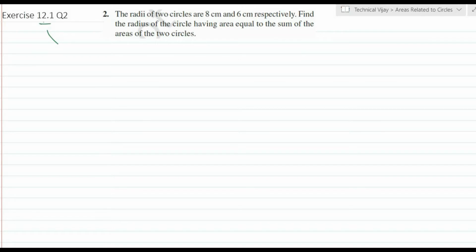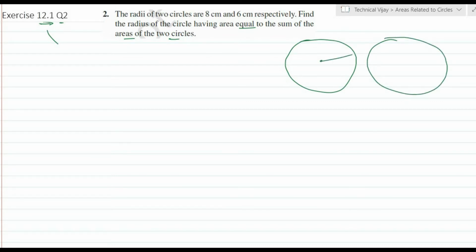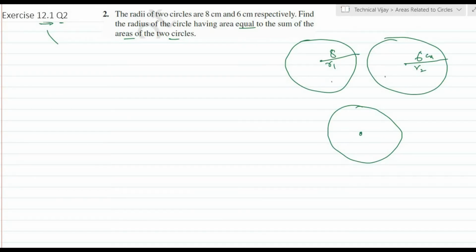Exercise 12.1, question number 2. The radii of two circles are 8 centimeter and 6 centimeter respectively. Find the radius of the circle having area equal to the sum of areas of the two circles. So again here there are two circles, one circle of radius 8 centimeter and another circle of radius equal to 6 centimeter. This R1 is equal to 8 centimeter and R2 is equal to 6 centimeter. So now we have to find one more circle which has the area equal to this plus this, and we have to calculate the radius of this one, that is R3.